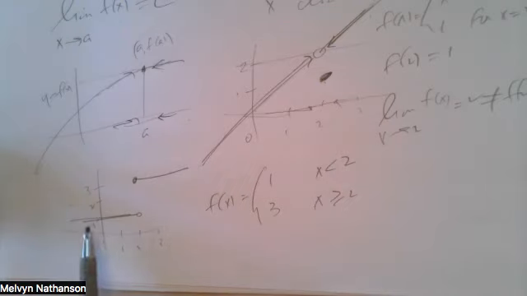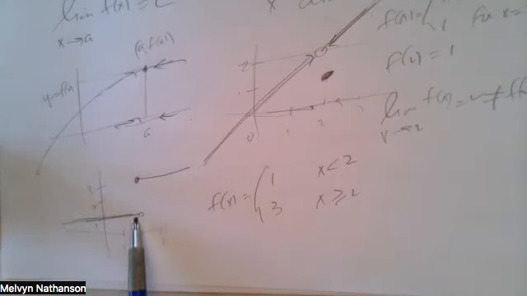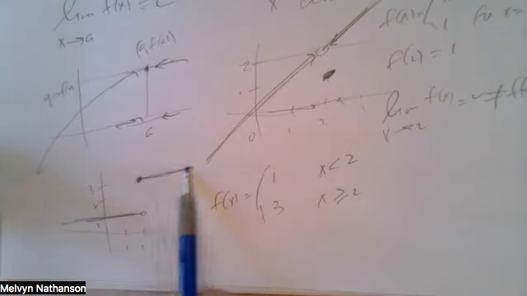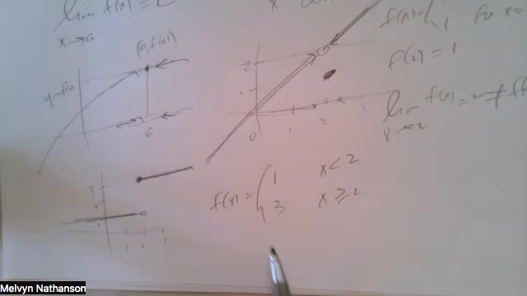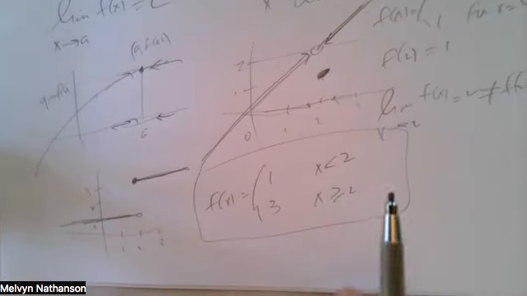So this function looks like this. It's the horizontal line y equal 1 as you approach 2. But when you get to 2, it jumps to 3. And at x equal 2, it's equal to 3. And then it's 3 everywhere after that. So this is how you would write this function in mathematical language.